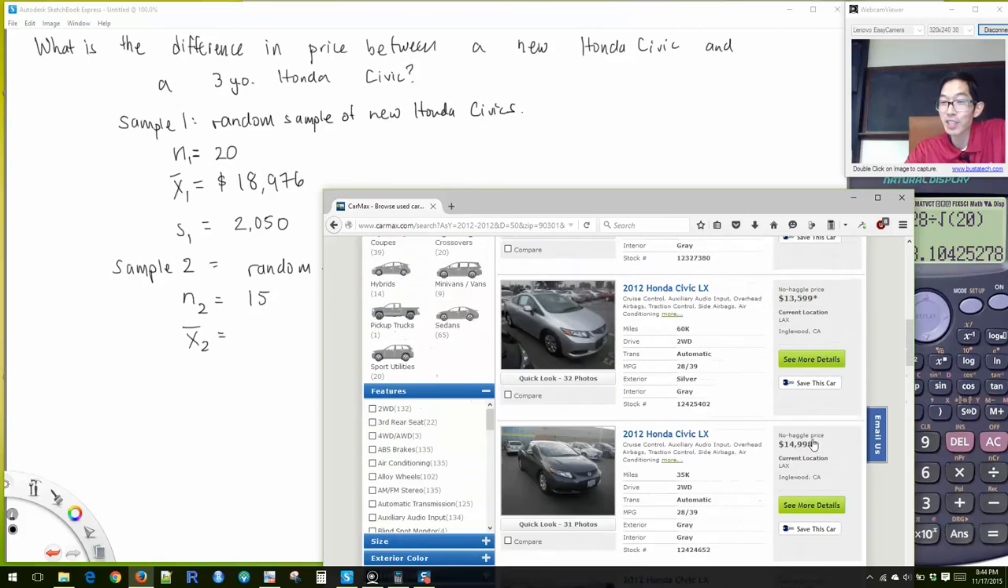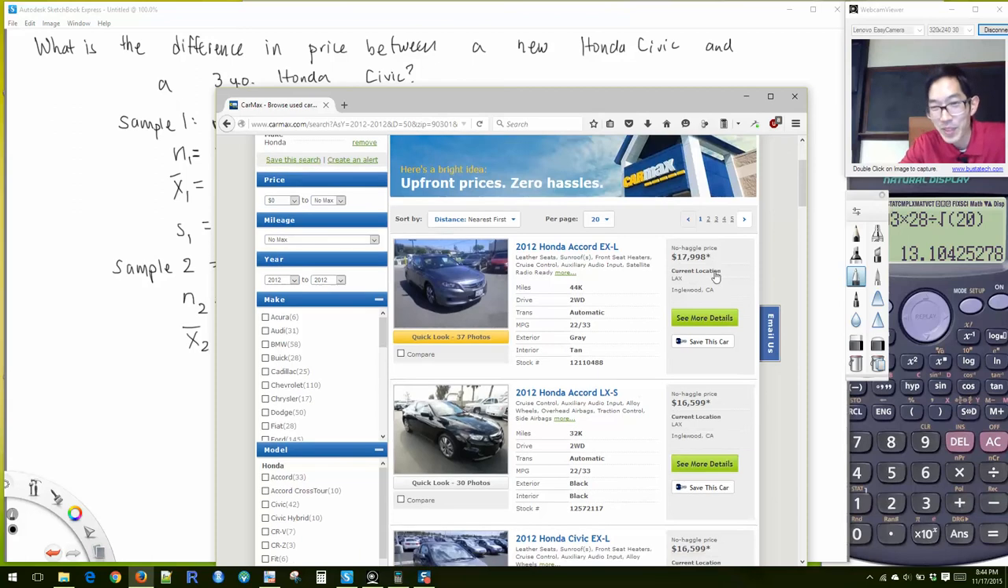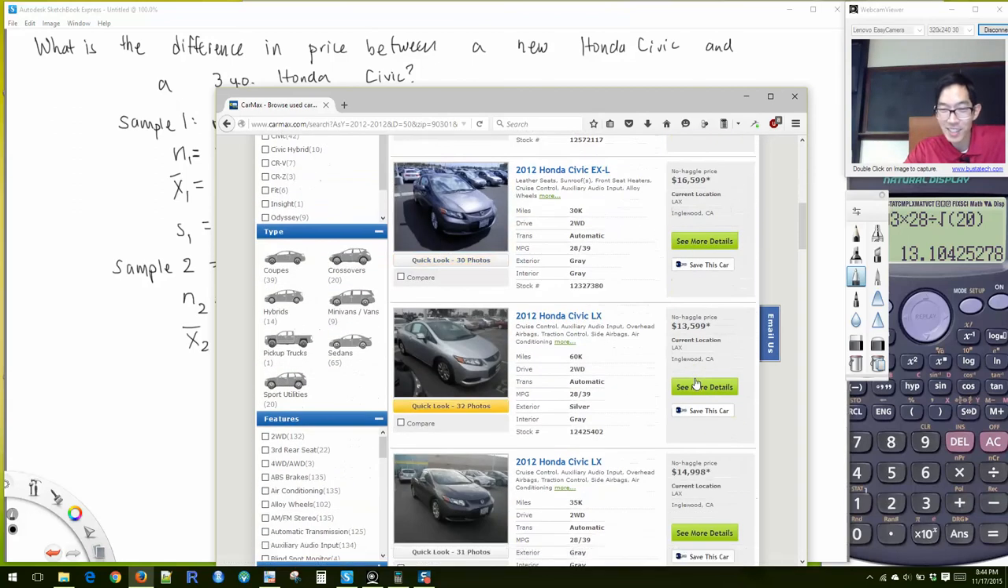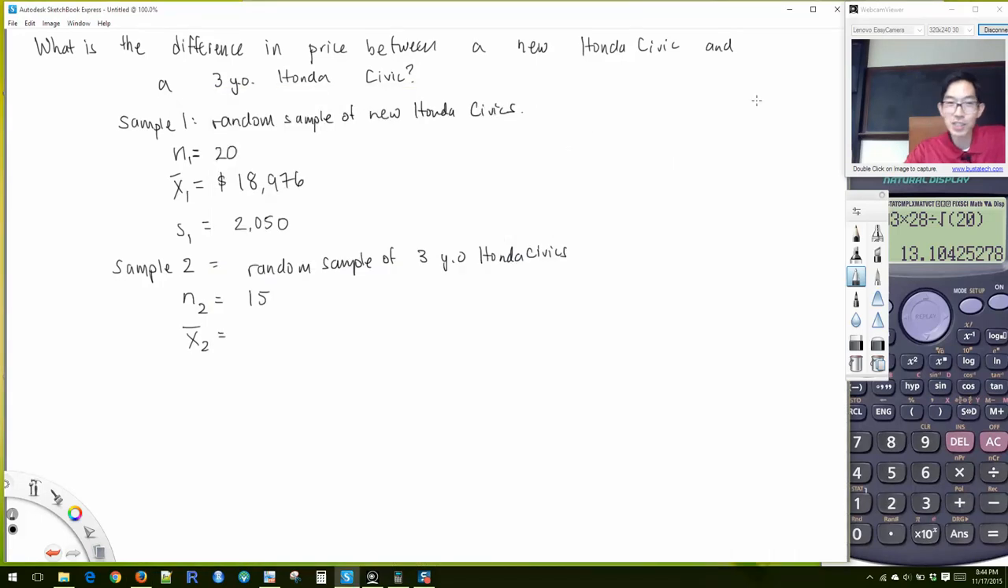So obviously all of these things depend on a bunch of stuff, right? Okay, so we got 18, 16.6, 16.6, 13.6, 15. Okay, so I'm just gonna ballpark a number, and I'm gonna say 14,700 for a 3-year-old Honda Civic, and there's quite a bit of variation. We'll also say $2,200 in variation, or standard deviation. Is this okay? All right, so here's our data.